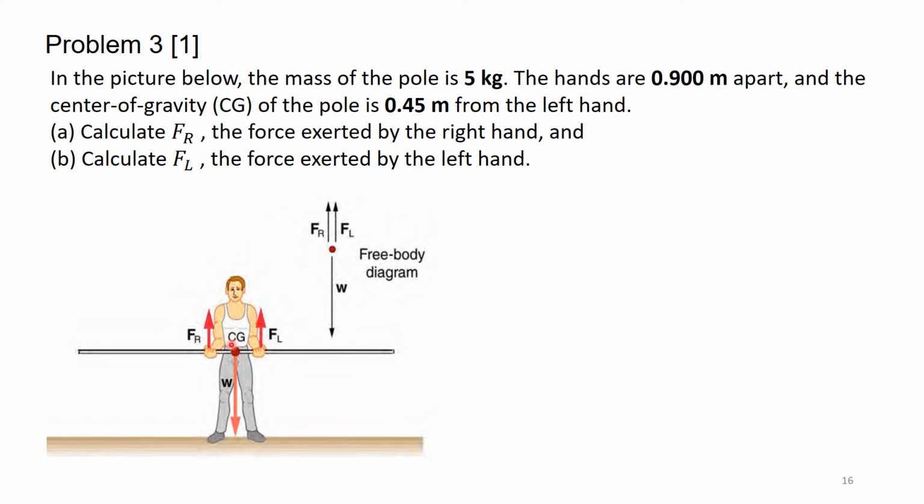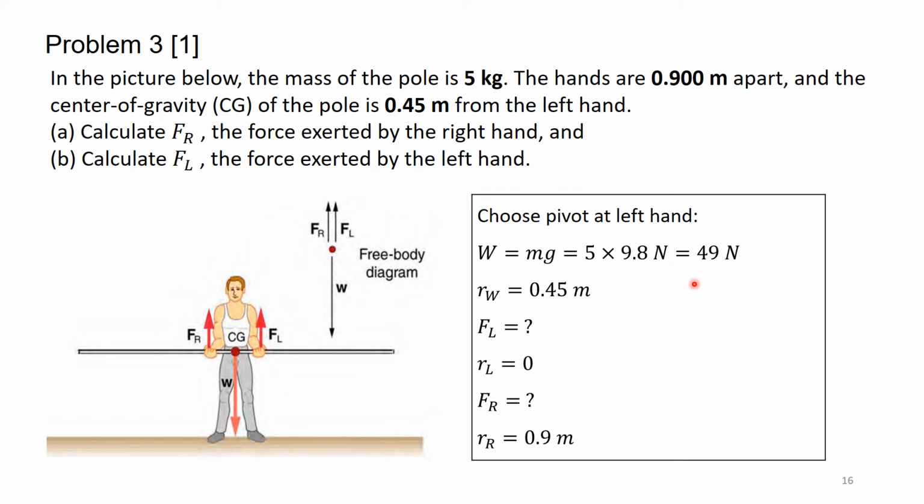Okay, and this is what the free body diagram looks like. So we have the two forces from the hands going up and the weight pointing straight down from the center of mass right in the middle. Okay, so these are what we know. The weight of the beam is mg, so it's 5 kilograms times 9.8 newtons gives you 49 newtons.